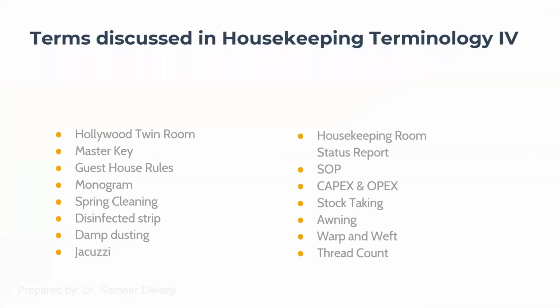So these are the terms that we discussed today: Hollywood twin room, master key, guest house rules, monogram, spring cleaning, disinfected strip, damp dusting, jacuzzi, housekeeping room status report, SOP, capex, opex, stock taking, awning, warp and weft, thread count. You also know the grandmaster key along with this. I also threw in sauna and steam, and the difference between them. Fine. So I hope this was informative. These are simple terms. Maybe it was just a revision for you, which also serves my purpose.